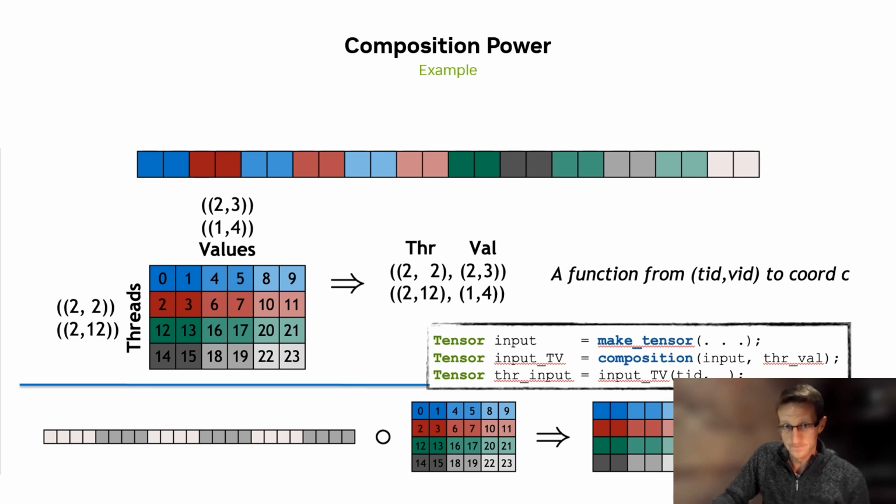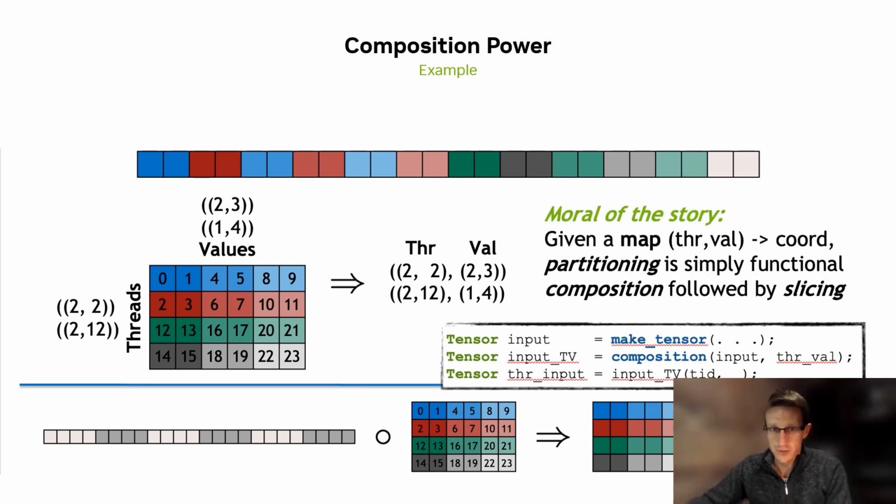that we're interested in. The moral of the story is that partitioning is simply functional composition followed by slicing. The thread value layout describes the reorganization of the view to be performed, and the slice actually moves the pointer and changes the layout of that view.